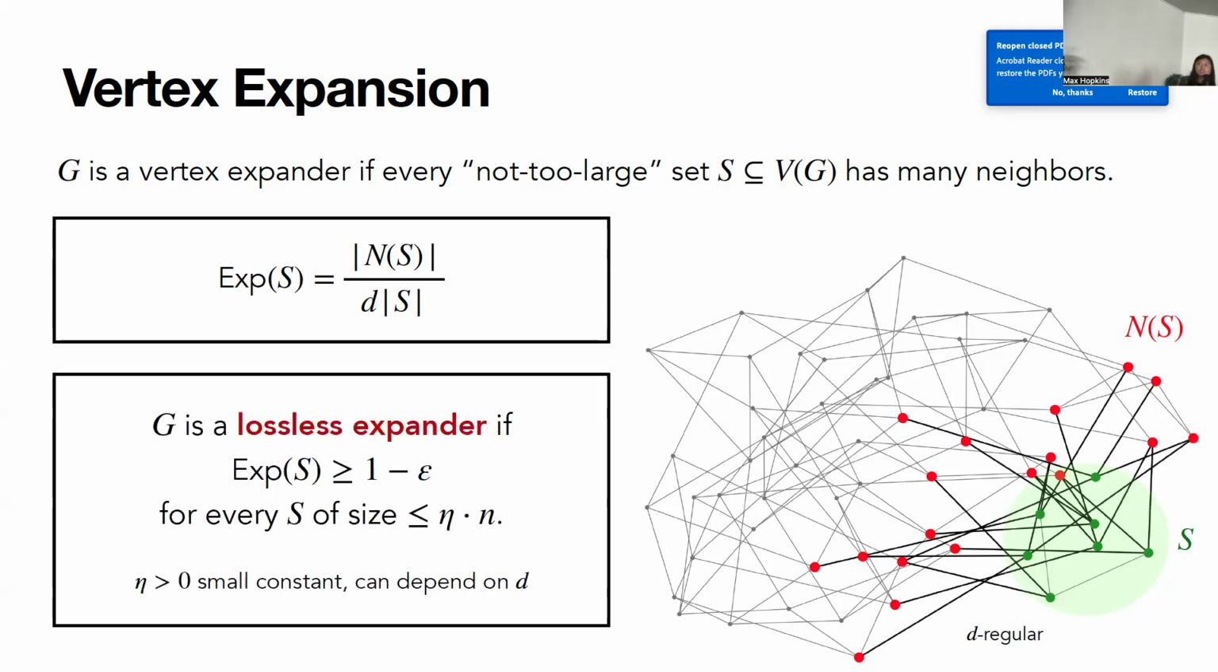And we will say that the graph G is a lossless expander if its expansion of every set S is at least 1 minus epsilon, for every set S of up to linear size. Here eta is the bound on the size of the set S. You should think of eta as a small constant. It can depend on the degree D. In fact, it will always need to be at most 1 minus 1 over D to even get vertex expansion at all.